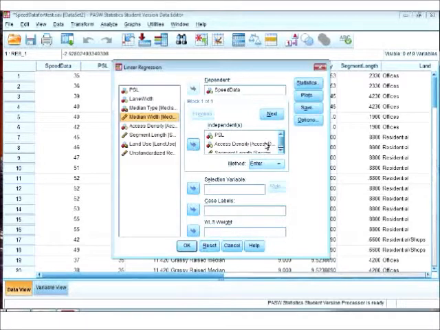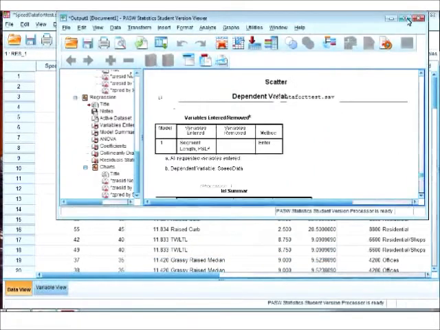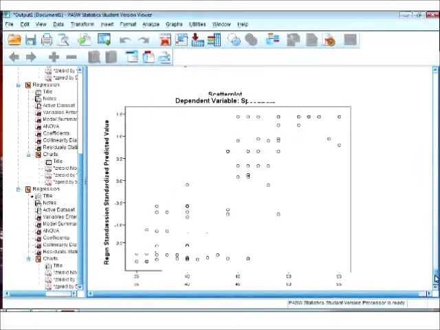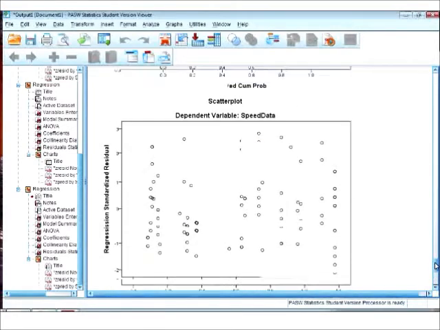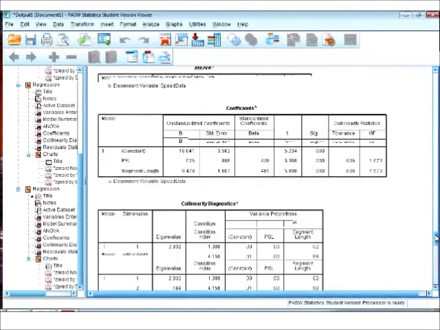Now let's do this regression model again and take out the values which are not significant. Let's just keep posted speed limit and segment length, and then develop the model again, and let's see what happens. What do we see here?